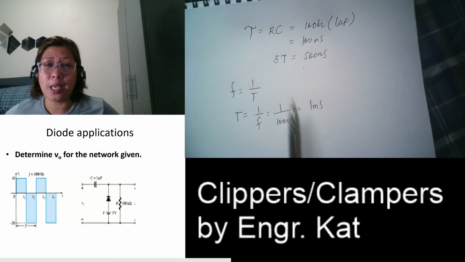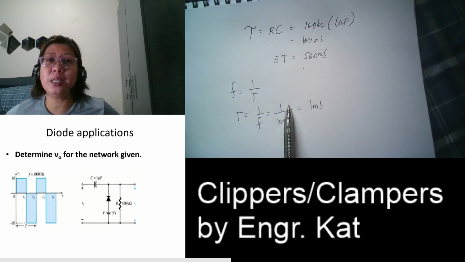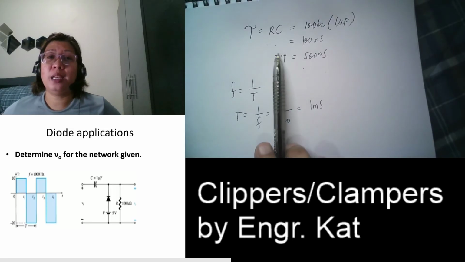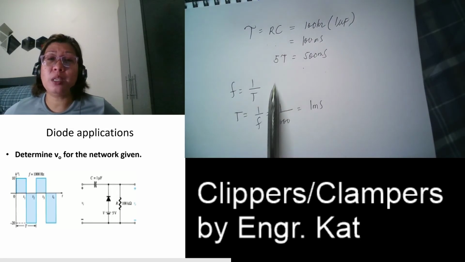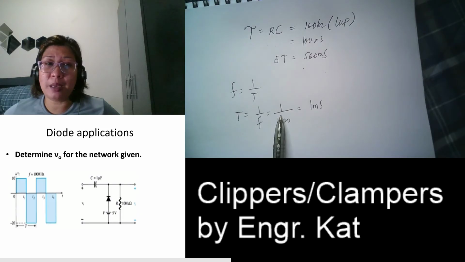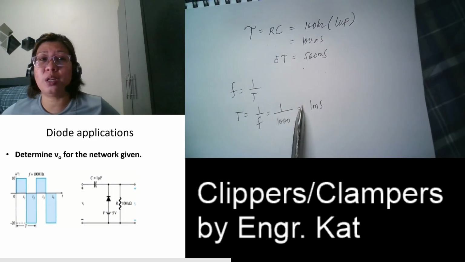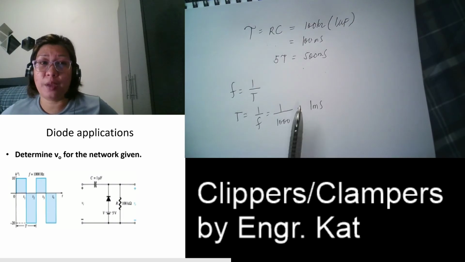So in this case, this is okay. Okay, so this is acceptable. What is not acceptable is if this one is greater than this one, because it will be a very, very long time before the capacitor starts charging. So there will be a time that it will be discharged very, very fast.